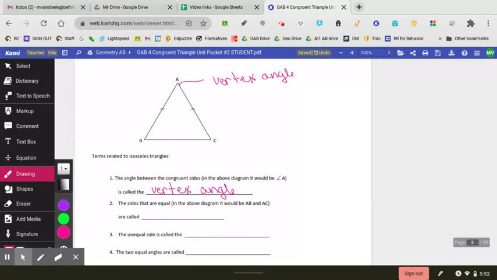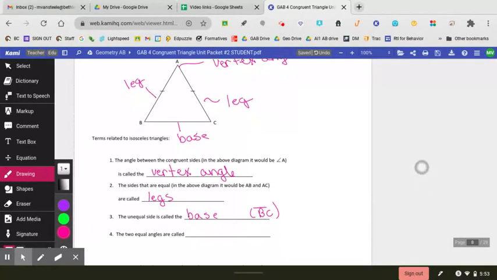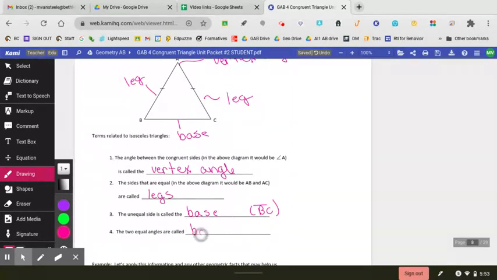The sides that are equal are called the legs. So this is the leg. This is the leg. The unequal side is called the base. So in my triangle up there, it's BC. The two equal angles are called the base angles, and they're called the base angles because they're along the base. So in my example up there, it's angle B and angle C.